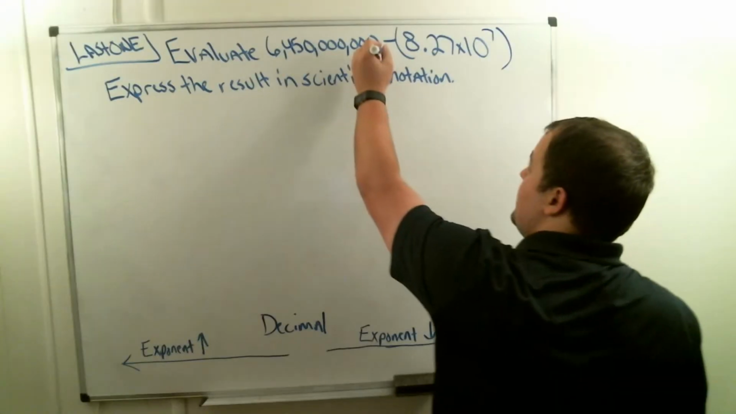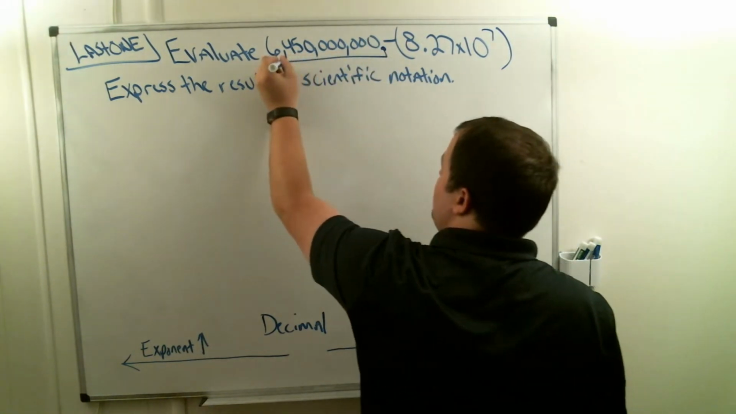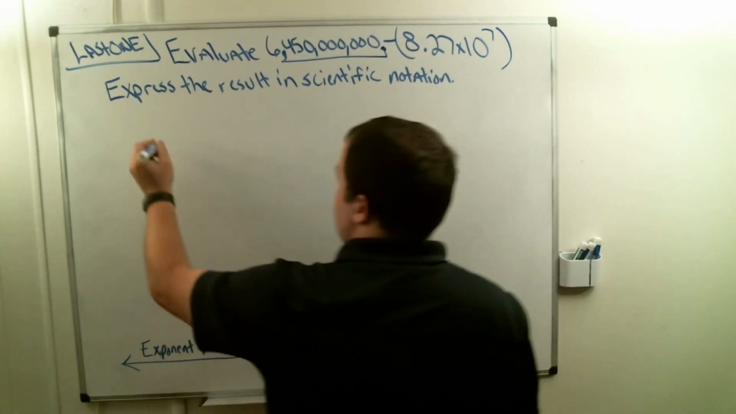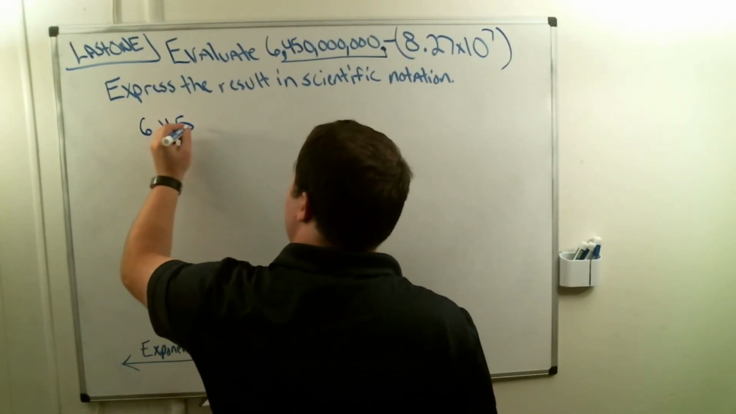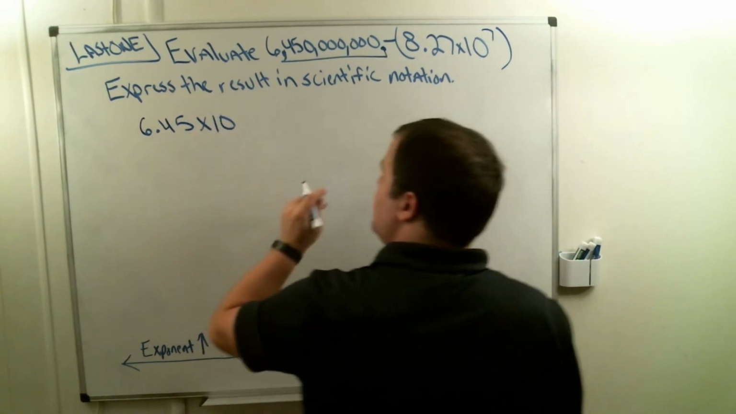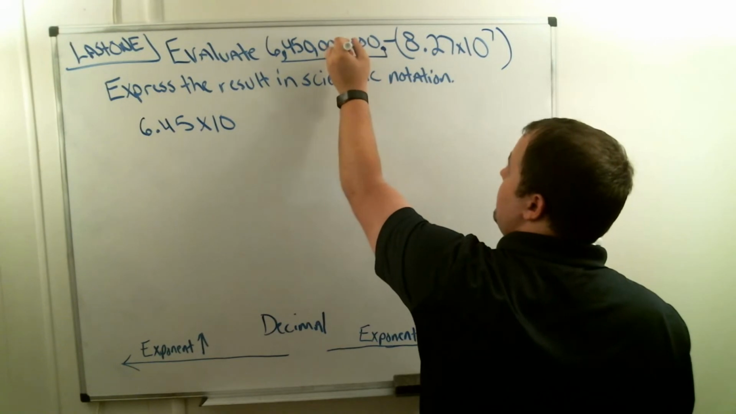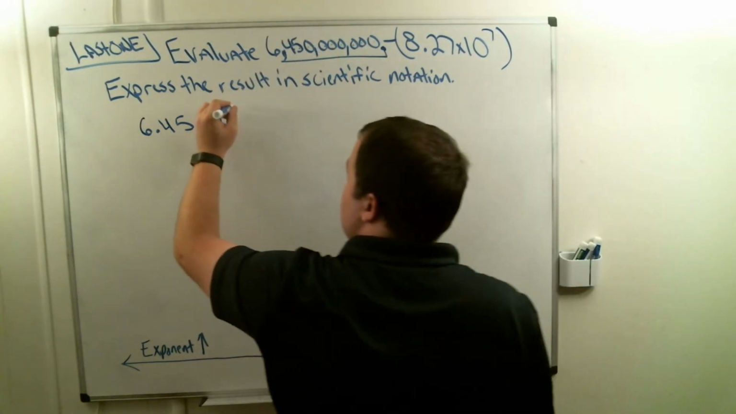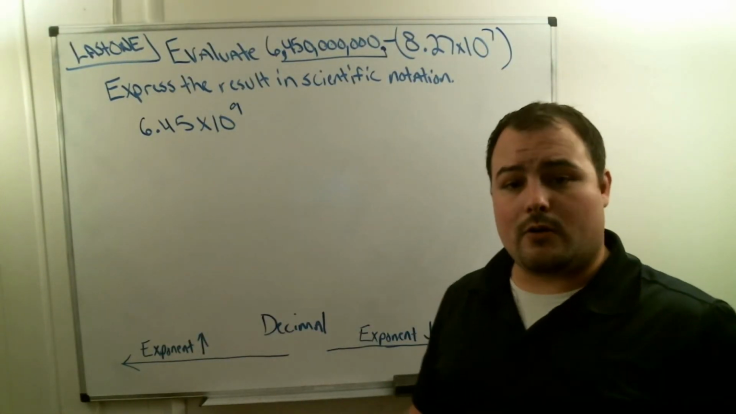So, again, I'm going to put a decimal behind the last digit, and I'm going to move that decimal all the way to the front behind the 6 and the 4. So I'm going to start by writing my number. I have 6.45 times 10. I don't need all those extra zeros, so I count how many times I moved it. 1, 2, 3, 4, 5, 6, 7, 8, 9. So this is 6.45 times 10 to the 9th power.